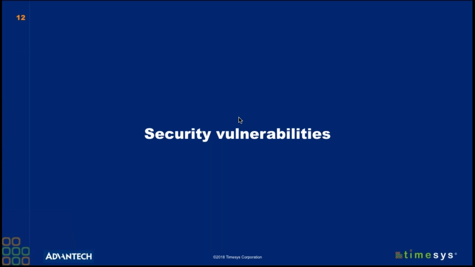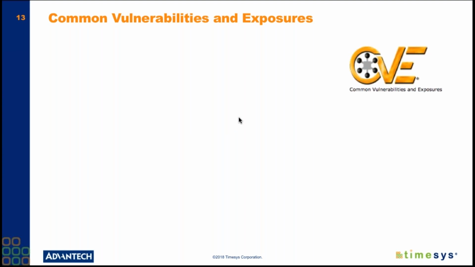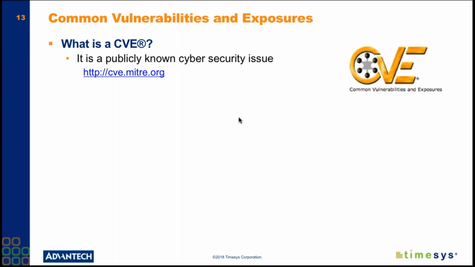Security vulnerabilities are an important topic because when we talk about security, this is probably the key concept that we hear. So what is a CVE? It's a publicly known cybersecurity issue. Publicly known means it's reported and it is in some sort of list. And those lists typically sit on cve.org.